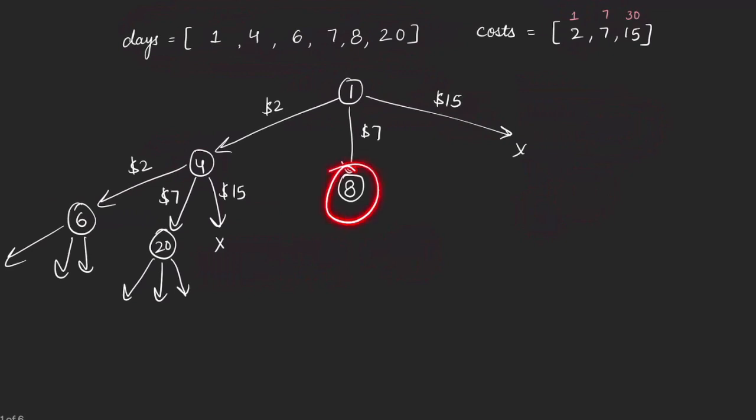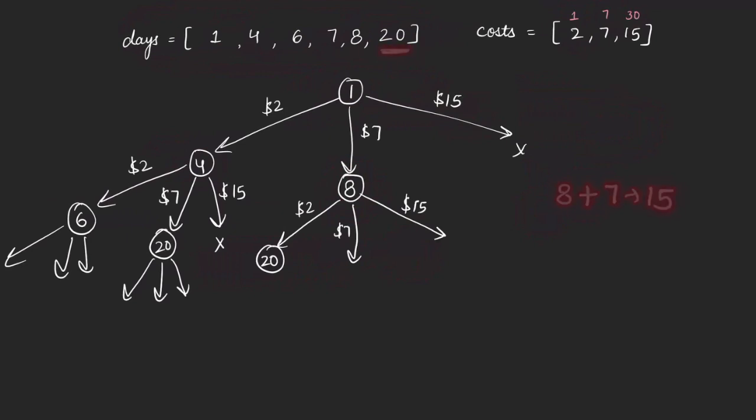Then if we see for this day 8, again we are having three choices. I took a $2 pass, $7 pass, $15 pass, right? So on day 8, if I take 1 day pass, then the next day would be 20, right? So we will have a 20 here. If on day 8, I buy a 7 day pass, so it will be 8 plus 7, that is 15, right? So the next day would be again 20, right? Then if on day 8, I buy a $15 pass which is for 30 days, so it will be 8 plus 30, that is 38, right? So we will be able to travel for all the days.